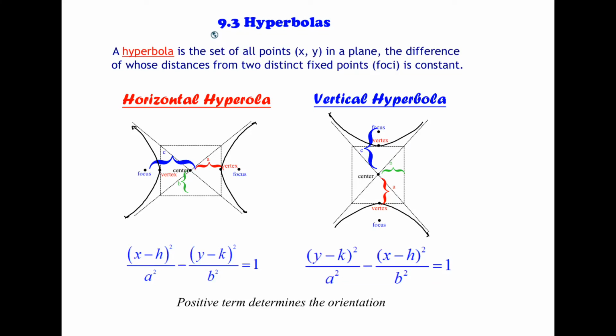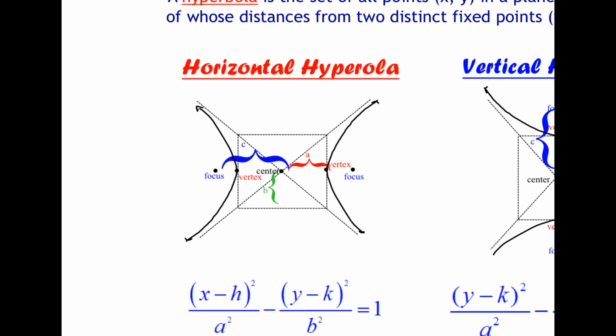Section 9.3, hyperbolas. A hyperbola is the set of all points (x, y) in a plane, the difference of whose distances from two distinct fixed points is constant. So it's a very similar definition to an ellipse. With the ellipse it was the sum of whose distances, and with a hyperbola it's the difference. So let's take a look. We've got horizontal and vertical. Let's zoom into the horizontal one so you can see what we have here.